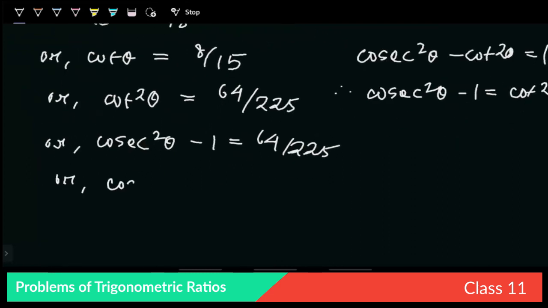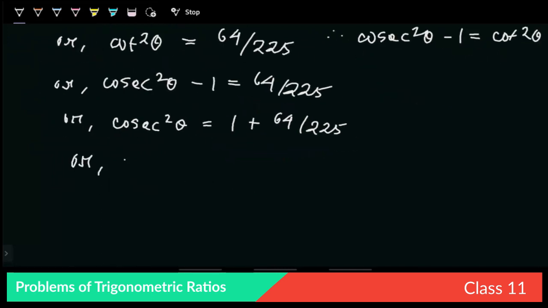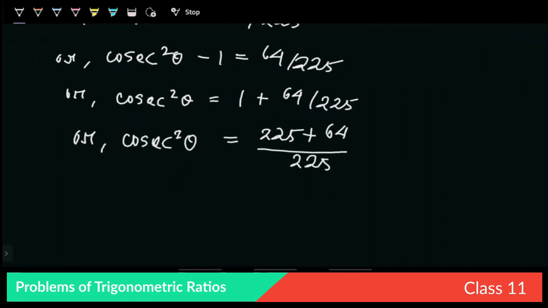Or I can say cosec square theta equals 1 plus 64 by 225. So I can say cosec square theta will be what? If I take the LCM, it will be 225 plus 64 by 225. So it will be what?